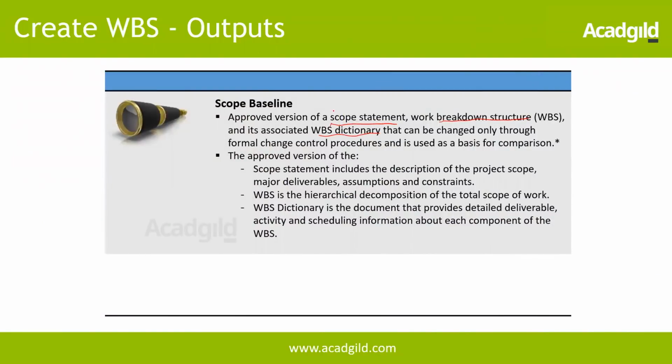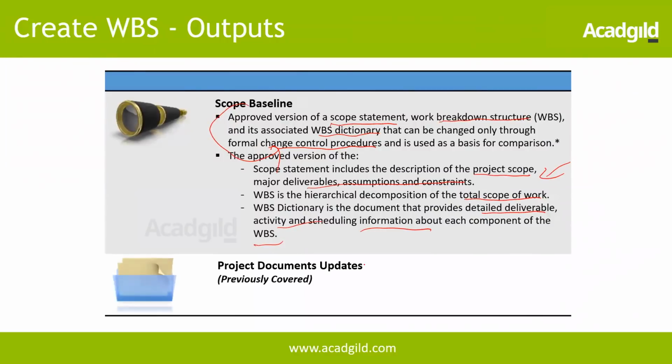So baseline is going to have a combination of all the scope statement, which is an approved scope statement, WBS and its dictionary, that can be changed only through formal change control procedures. So wherever we see this baseline, it has to go through only the change control process. So the approved version of the scope statement includes the description of the project scope, major deliverables, assumptions and constraints, which we saw as part of the project scope statement. WBS is a hierarchical decomposition of the total scope of work. Dictionary is a document that provides detailed deliverable, activity and scheduling information about each component of the WBS.